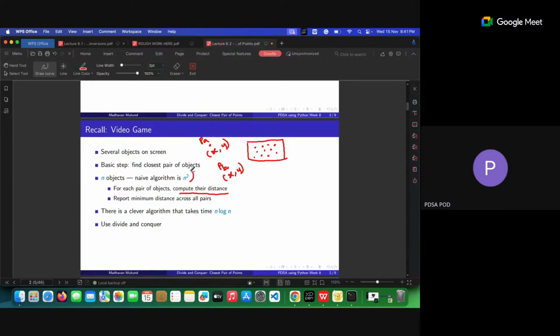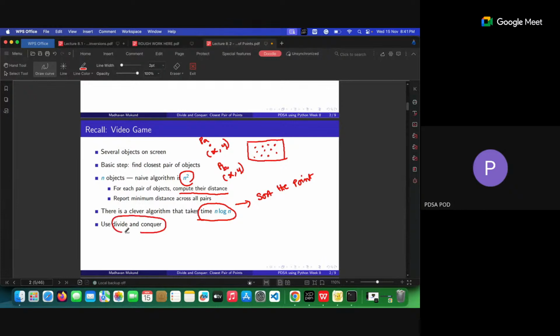So the naive approach, as already said, is n square. And the clever algorithm is simple. We will sort the points, and then find the closest pair, which we already discussed earlier in the complexity lecture, where the professor said that finding the closest pair requires a lot of time. Instead, if the points are sorted, you can quickly find the closest object. So for this, we can apply divide and conquer also.